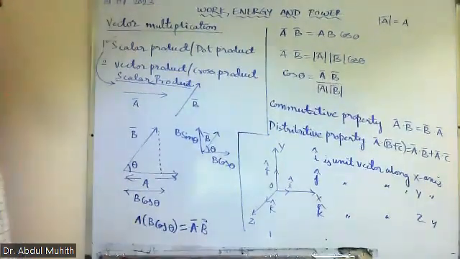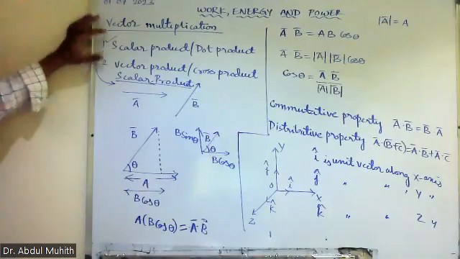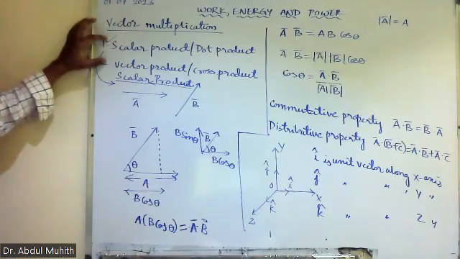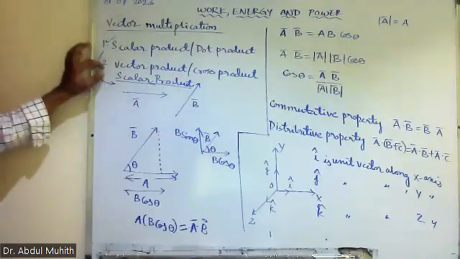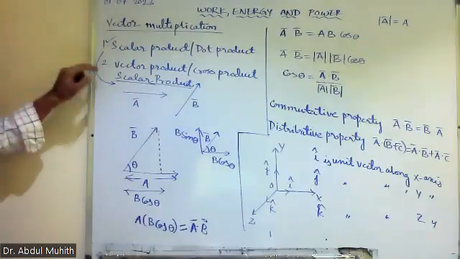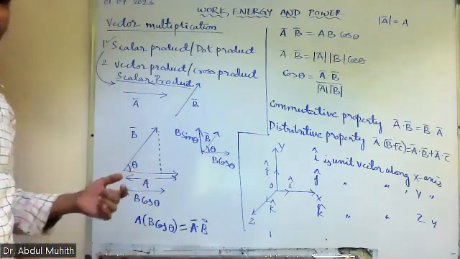Okay, from the beginning once again. See, in vector multiplication there are two ways of multiplying vectors. One is scalar and the second is vector. Scalar is known as the dot product, vector is known as the cross product. Dot product we are doing now. Cross product we do in the next lesson, that is the rotational motion chapter.